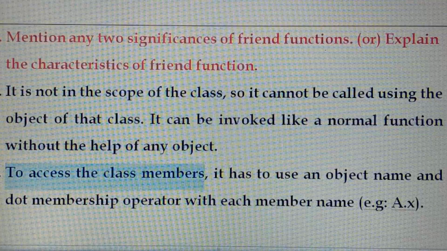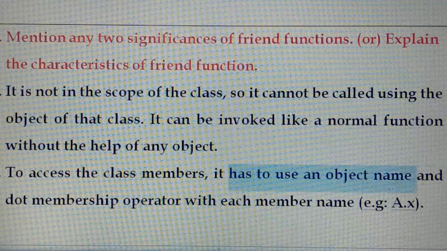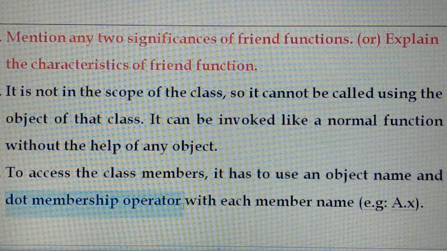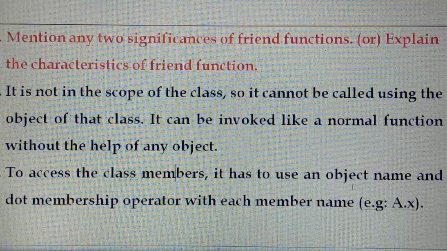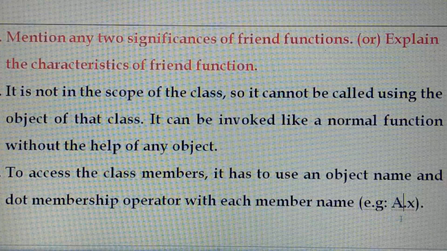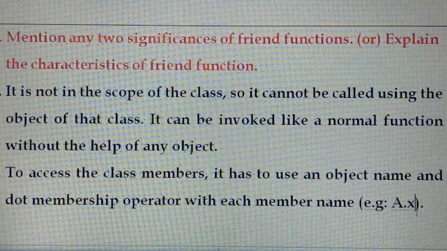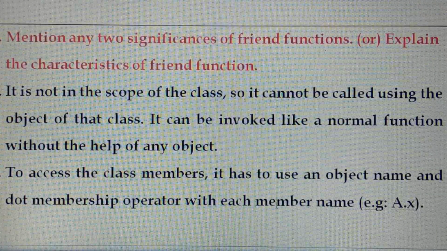To access the class members, it has to use an object name and a dot membership operator with each member name. To access the data members, it should use the object name. For example, if a class has a data member integer x, then we should use the object A with the dot operator, A.x. We are accessing a data member of a class here. So this is the main significance of a friend function.